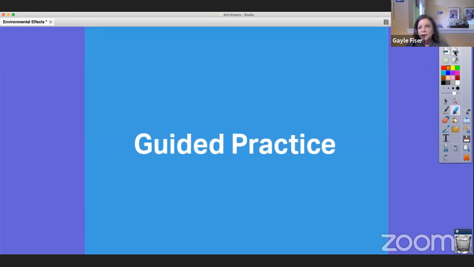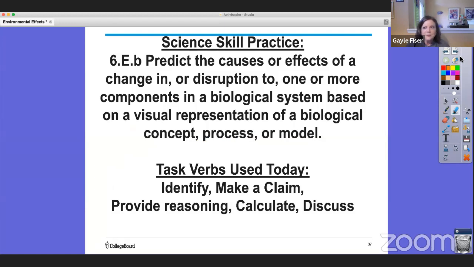Okay, some guided practice. We're going to write just a very short FRQ today. All right, science skill practice: predict the causes or effects of change in or disruption to one or more components in a biological system based on a visual representation of a biological concept, process, or model. We've been doing that through several multiple choice questions. And the task verbs that we're going to do today are identify, make a claim, provide reasoning, calculate.